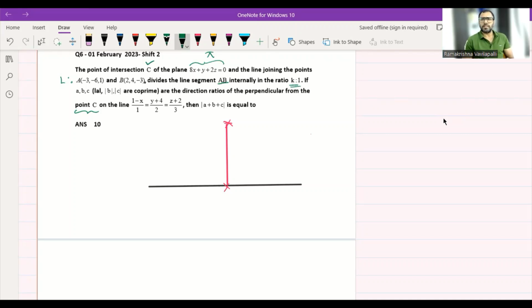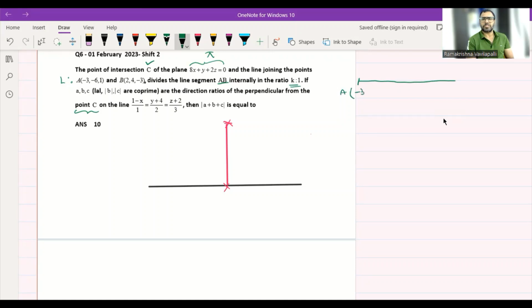So here this question can be solved in 2 ways, either by finding the point of intersection of line and plane, or you find the point which divides line segment AB in the ratio K is to 1 and substitute in the plane. Both are same. So we'll do the second option. So here, this is line segment AB.